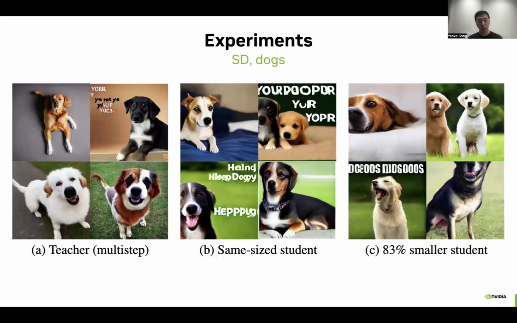So we apply all the techniques we have in some experiments. Here we distill a Stable Diffusion 1.5 teacher into a single-step student with the same architecture as well as with a smaller architecture. We see that for the single-step same-architecture student, the generation quality almost matches the teacher. And with a much smaller student specializing on dog-related subsets, we see that we still have very good generation quality, now with a much smaller architecture.